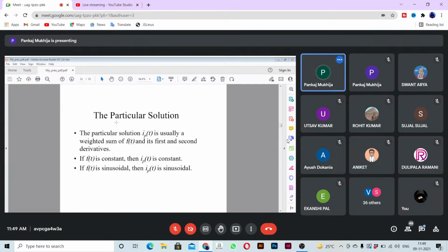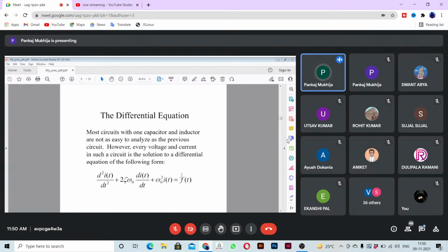So let's see, first we will talk about this particular solution. Particular, we saw that if your input is constant, your IP was also constant. Whereas if input is sinusoidal, then output will also be sinusoidal. Means the particular solution, not output, particular solution will also be sinusoidal. And in general, particular solution IP is the weighted sum of f(t) and its first and second derivative. What is f(t)? f(t) is this function जो हमारा input है. समझ में आ गई है?